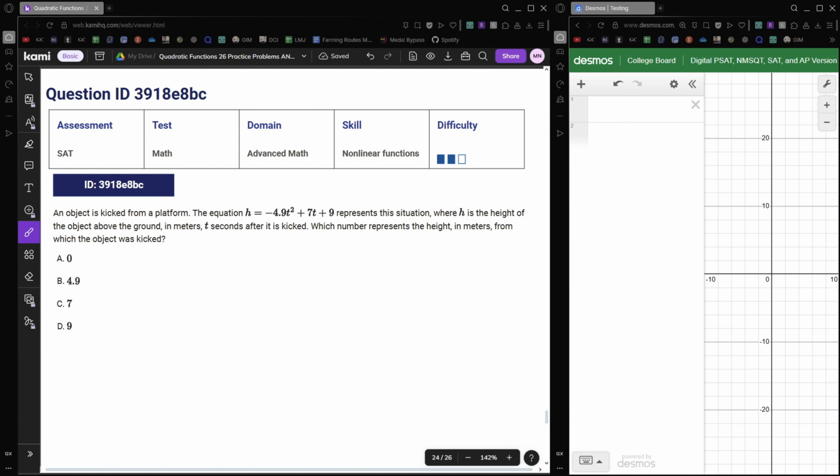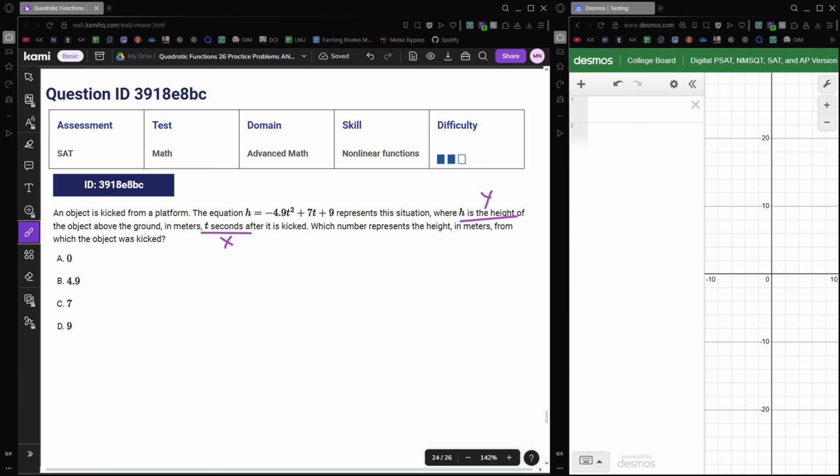Question number 24. An object is kicked from a platform. That equation represents this situation, where h is the height of the object above the ground in meters t seconds after it is kicked. So here, h, our height, is going to be our y value, and t, our seconds, is going to be the x value. Which number represents the height in meters from which the object was kicked? So here they're asking us to find the initial height, and anything initial will always be the y-intercept.